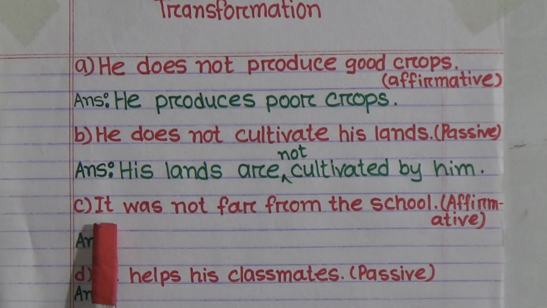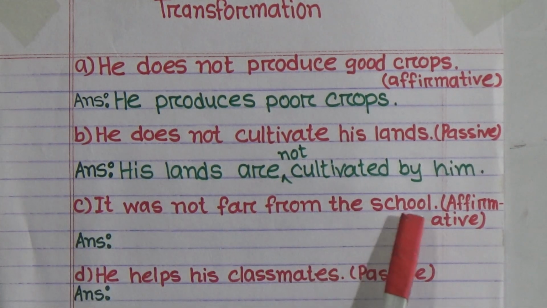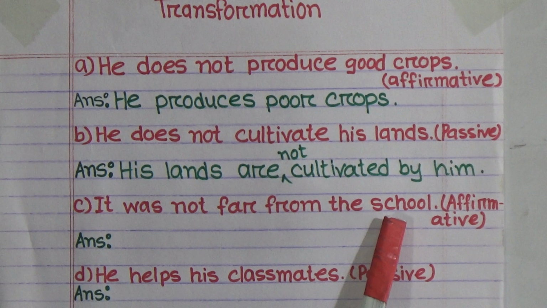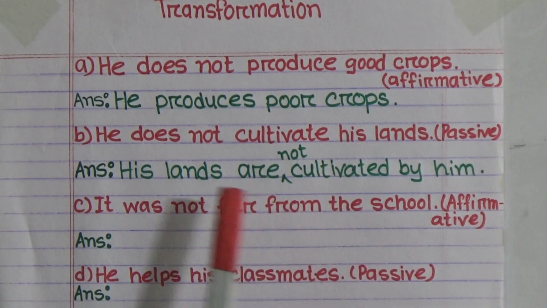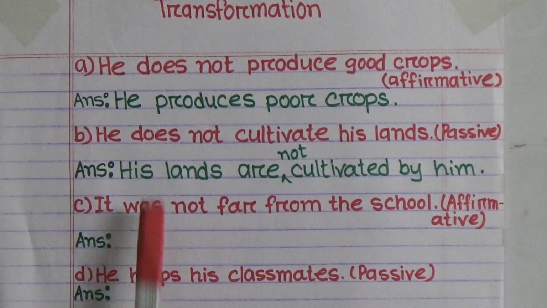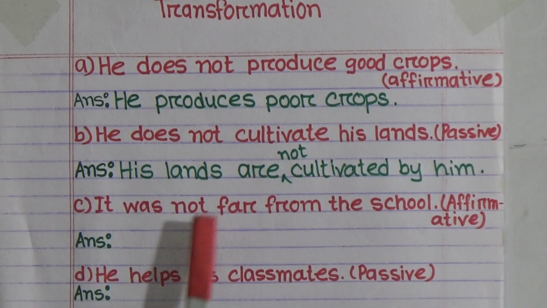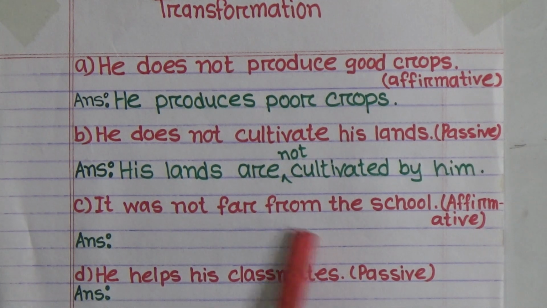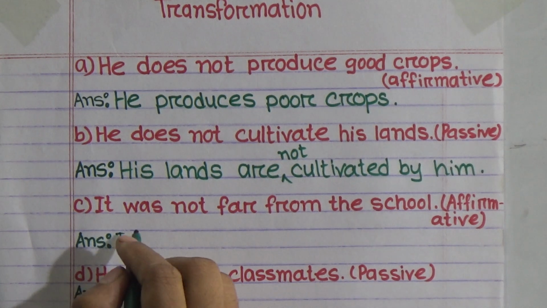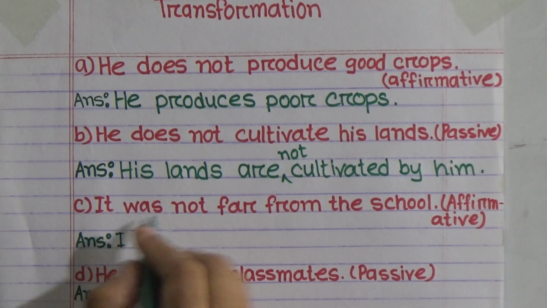Now come to number C. It was not far from the school. It will be affirmative. You have to change it to affirmative. It was not far from the school. So if we change it, it will be it was near the school. Students, look, not far from means near, close to. So here we have to erase negative words and have to write the affirmative form.